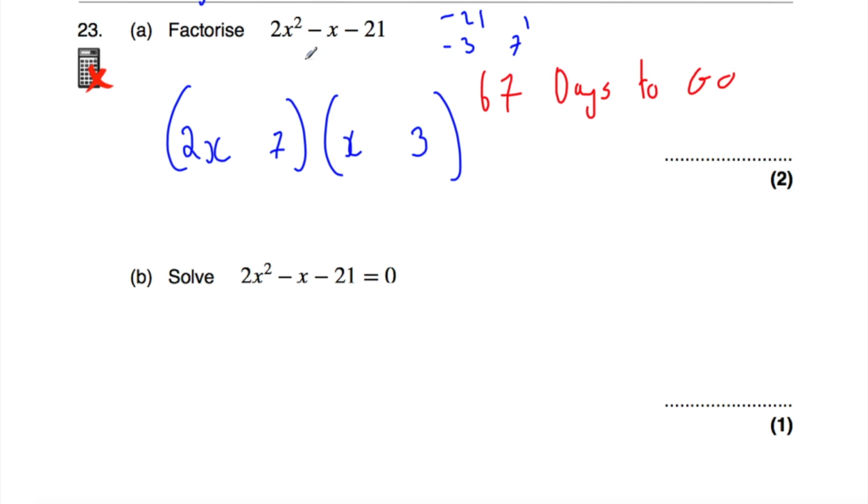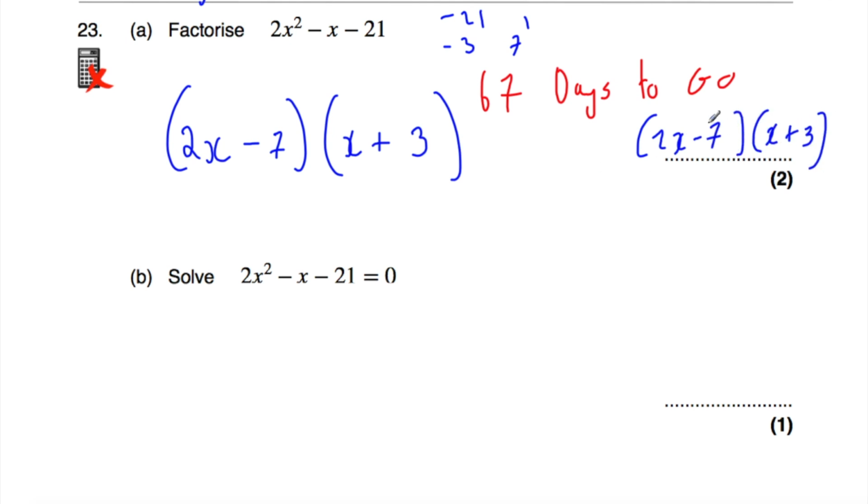Now I want to get minus x, so I want the 7x to be negative, so I'm going to put the minus sign there and the plus sign there. And then let's just check that. 2x times x is 2x squared. 2x times 3 is 6x, and minus 7 times x is minus 7x, and 6x minus 7x is minus 1x. Fantastic. And minus 7 times 3 is minus 21, and that's it. So let's write that down: 2x minus 7, x minus 3, and that's it.